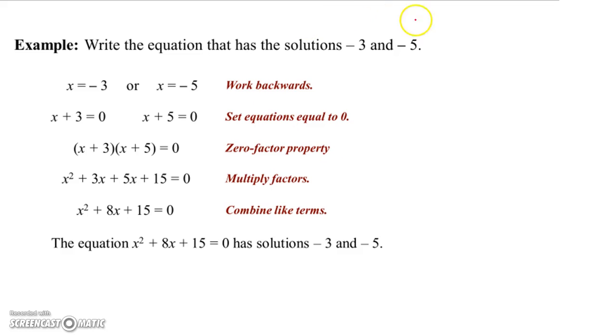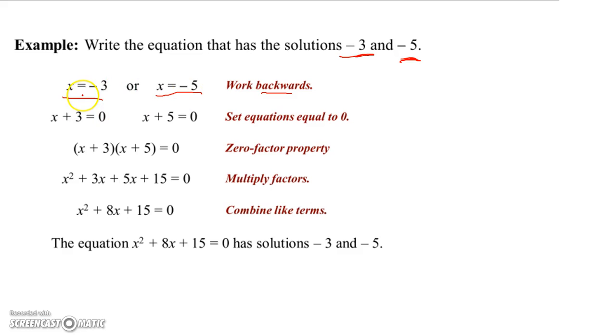Now, moving forward, now that we know the quadratic equation, we can actually work backwards. In a situation like this, I could tell you that I have some solutions, and I could ask you to come up with the equation that has both of those solutions. Well, you have to work backwards in this case. So we know that if the solutions are minus 3 and minus 5, that means that x equals minus 3 or x equals minus 5.